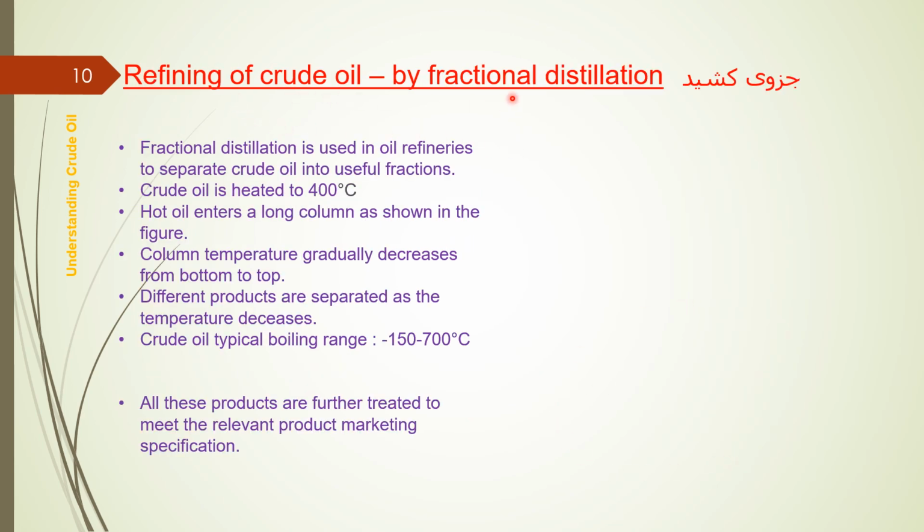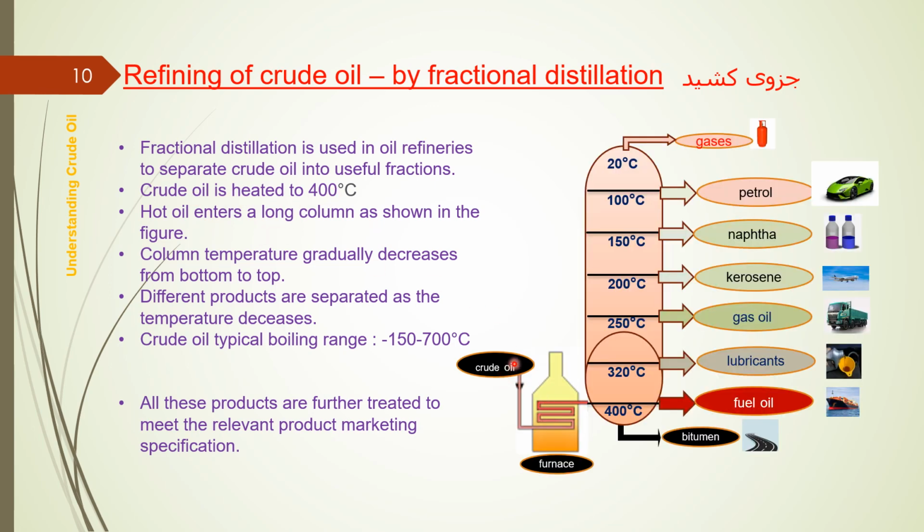Refining of crude oil by fractional distillation. Fractional distillation is used in oil refineries to separate crude oil into useful fractions. Crude oil is heated to 400 C, and this hot oil enters the column from the bottom as shown here. This is the oil reservoir. Oil is heated here and it enters the column at 400 C at the bottom of the column. It's a long column, and the column temperature decreases from bottom to top. Different products are separated as they reach their boiling point and are collected as petrol, naphtha, kerosene, etc. All these fractions are further treated and purified to meet the final quality requirements for the intended use.